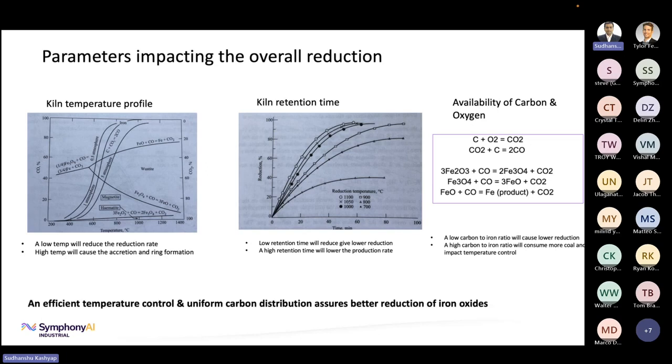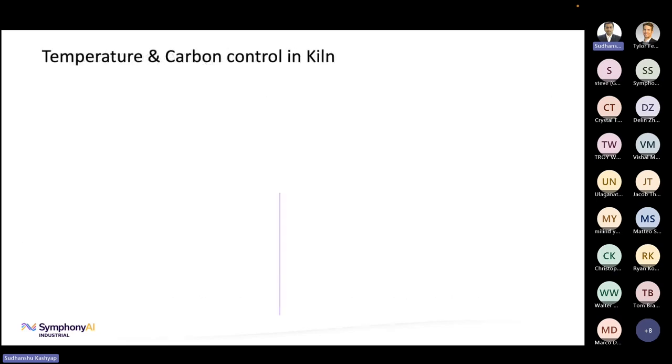So what we learned from these three types of kiln temperature profile, retention, and availability is that temperature control and uniform carbon distribution are very important for overall better reduction. So we look into a little bit more detail at what options we have to do temperature and carbon control in the kiln, and what the challenges in this process are.